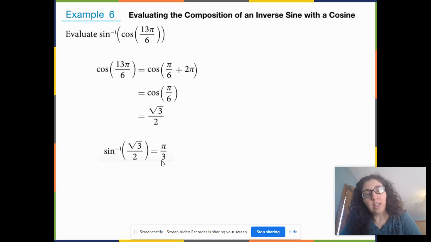You can see why knowing your table values is essential to solving these problems. There's not another way to do it other than to know the values on that table. You have to know those values.